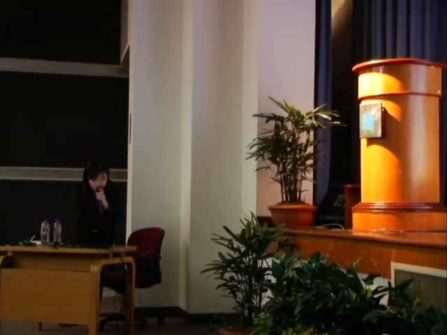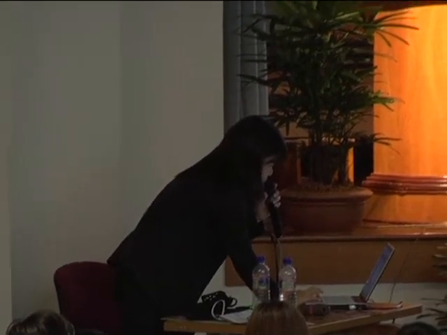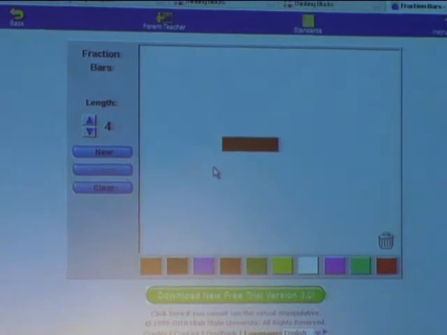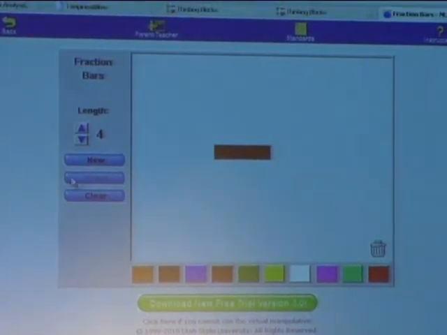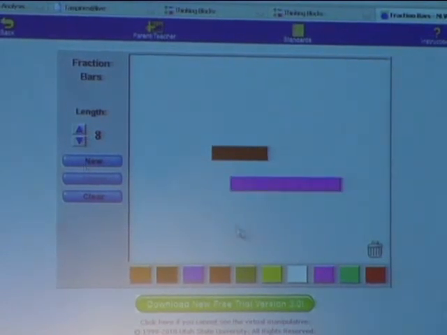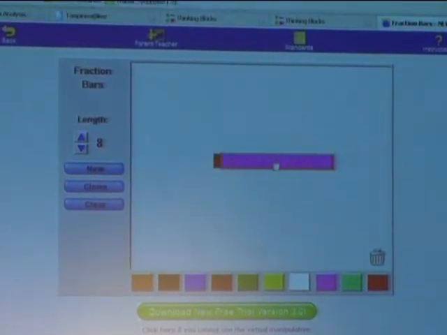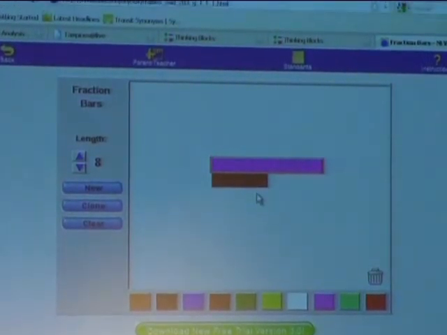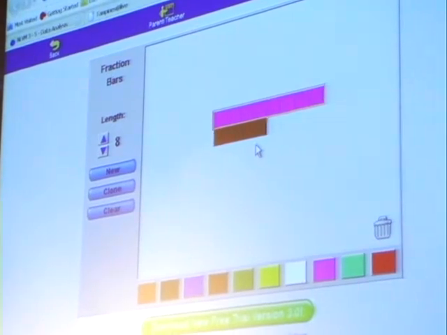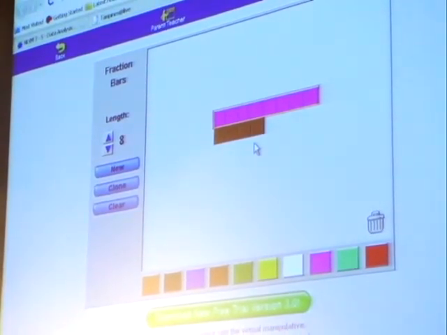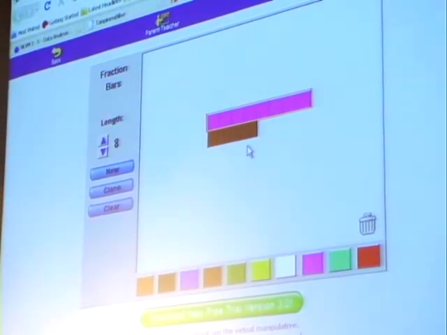So what happened is you can, okay, let's draw a 4. Okay, so we have a 4-part fraction bar, and then let's draw an 8-part fraction bar. Then you can actually move them around to demonstrate that, okay, 4 parts is actually half of 8 parts and stuff like that. Okay, so all these are manipulatives that you can use. Instead of buying the blocks, you can use this.